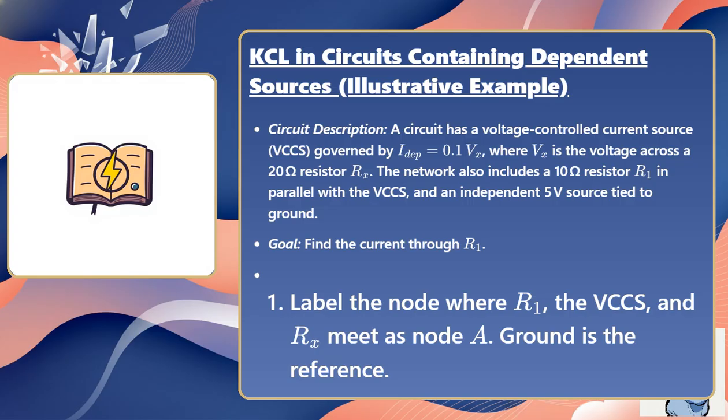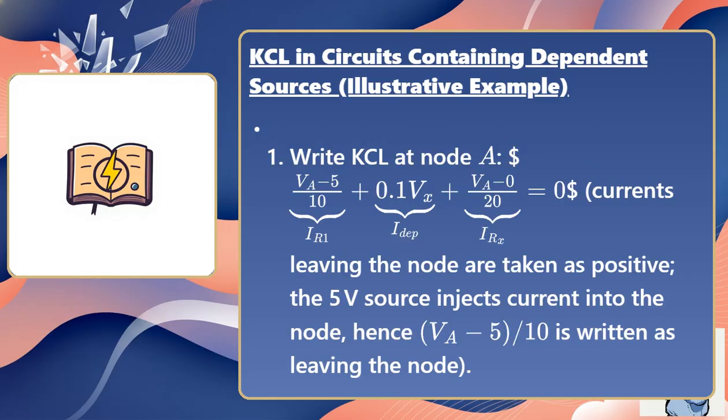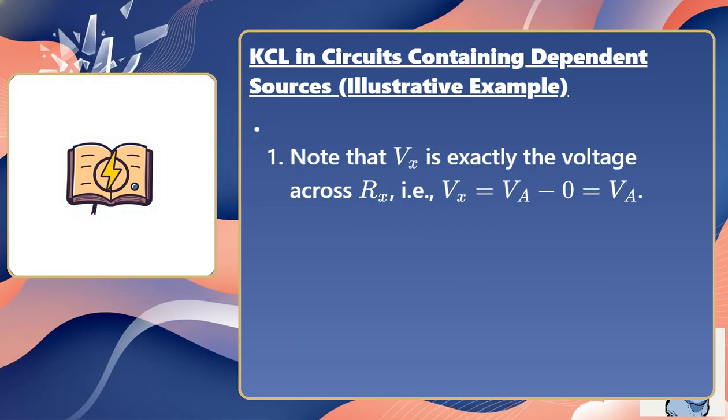Step 1: label the node where R_1, the VCCS, and R_x meet as node A; ground is the reference. Step 2: write KCL at node A: I_R1 plus I_dep plus I_Rx equals 0, where I_R1 is (V_A minus 5) over 10, I_dep is 0.1 V_x, and I_Rx is V_A over 20. Currents leaving the node are taken as positive. The 5-volt source injects current into the node, hence (V_A minus 5) over 10 is written as leaving the node.